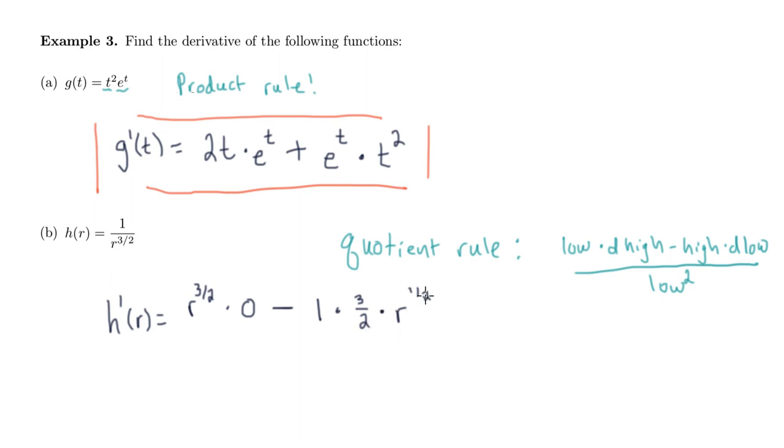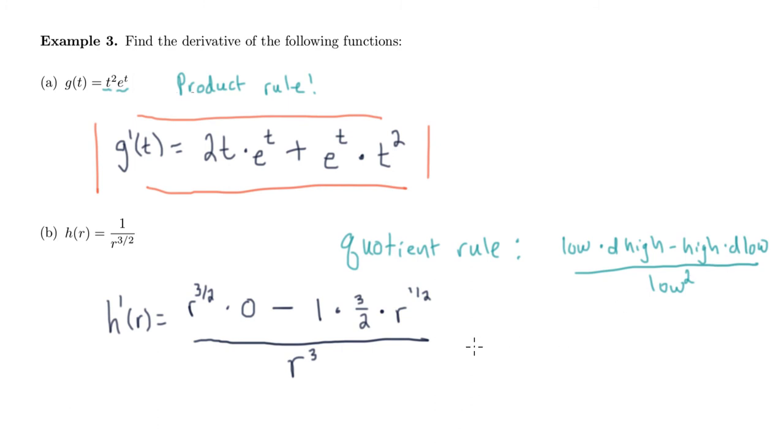And now notice 1 half is 3 halves minus 1. We take 1 away from the power. And then all over r squared, the low squared. But r to the 3 halves squared is r cubed, because when I square that exponent, I can just multiply the exponents. 3/2 times 2 is 3.